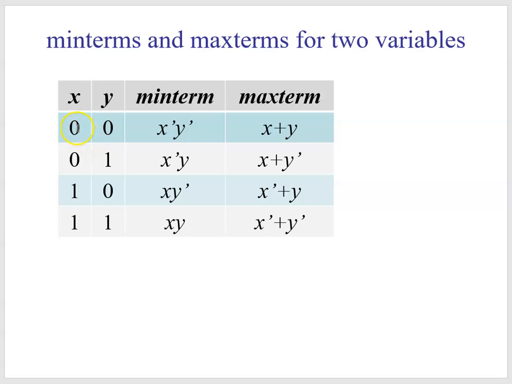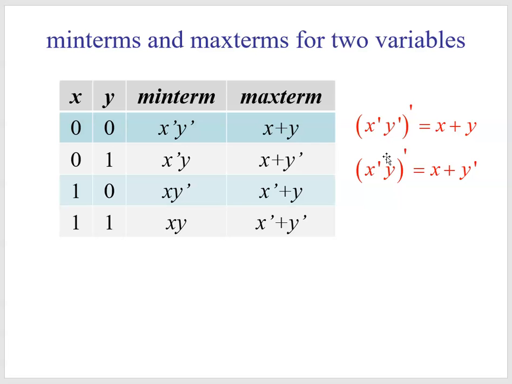So if we look at our minterm for when x and y are 0, 0, that's minterm x prime y prime, and max term x or y. 0, 1, that's x prime y, and it's max term x or y prime. And you can read the rest. X is 1, y is a 0, that's x y prime, max term x prime or y. So for our minterms, when the variable is a 0, we complement the literal. For our max terms, when the variable is a 1, we complement the literal.